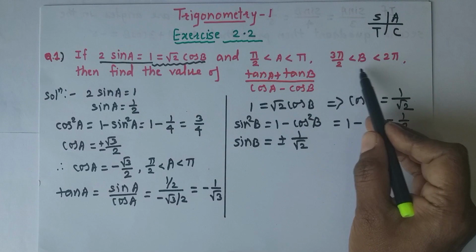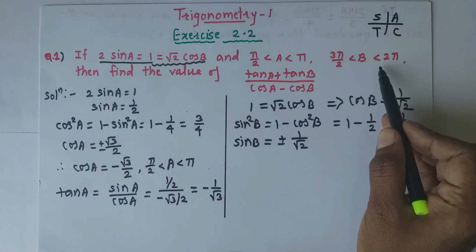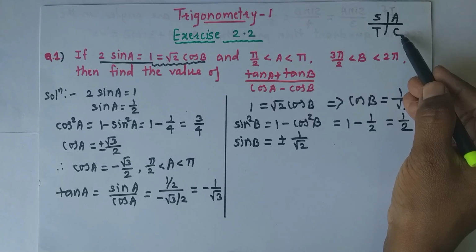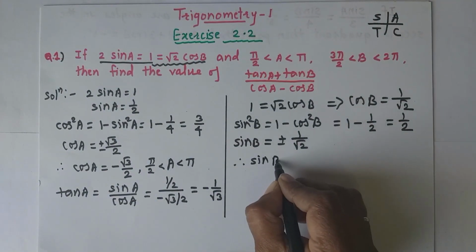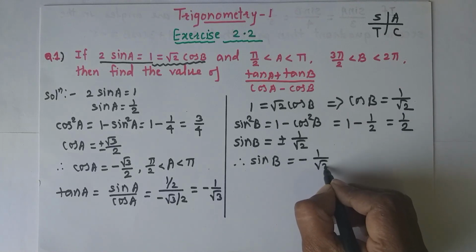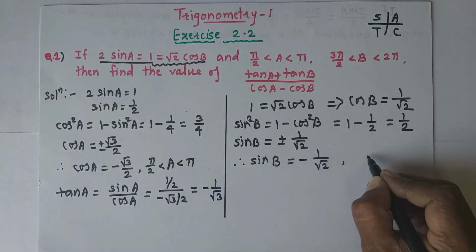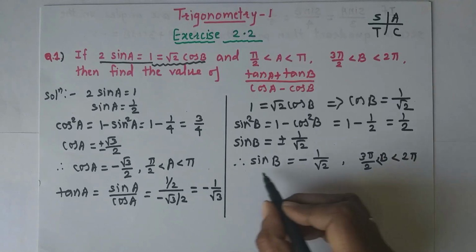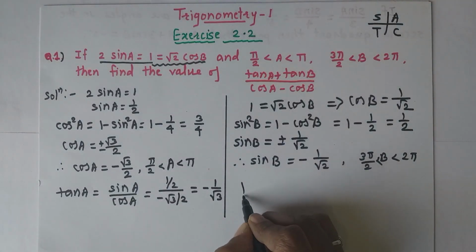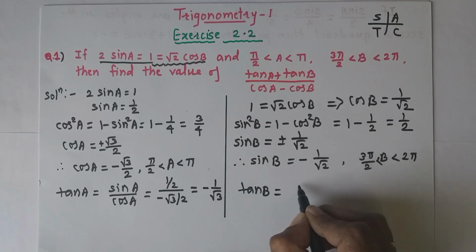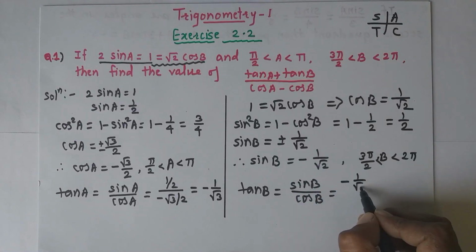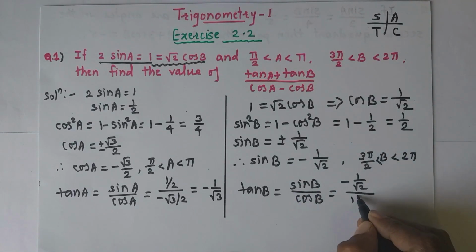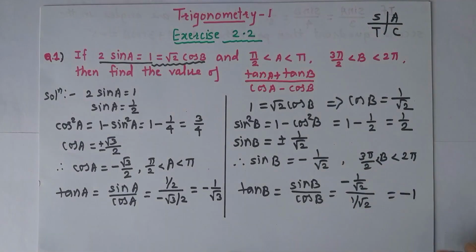Again see here, B lies in the fourth quadrant, and in the fourth quadrant only cos and its reciprocal sec are positive and the remaining functions are negative. Therefore here sin B will be minus 1 upon root 2, and you write down the reason: since B lies in the fourth quadrant, sin B will be negative. Now what will be tan B? Tan B will be sin B divided by cos B. Keep the value of sin B, minus 1 upon root 2, and the value of cos B, 1 upon root 2, and tan B will be minus 1.